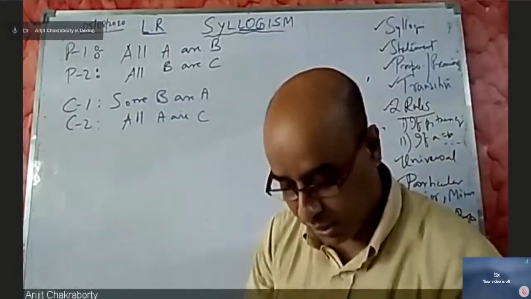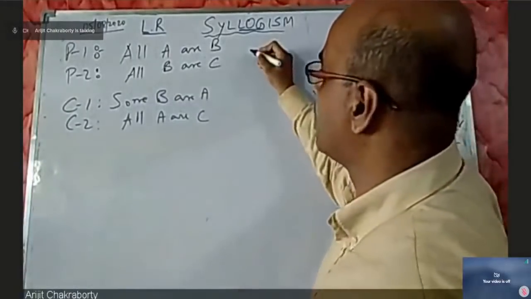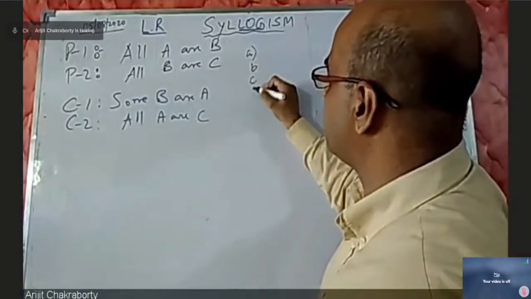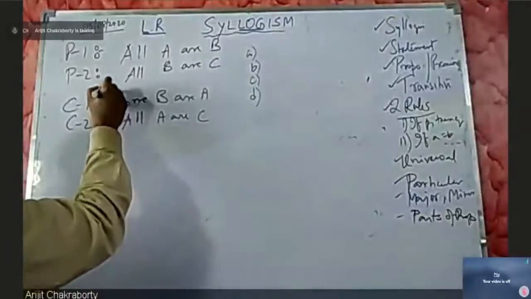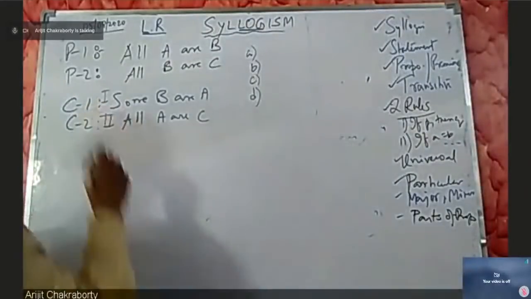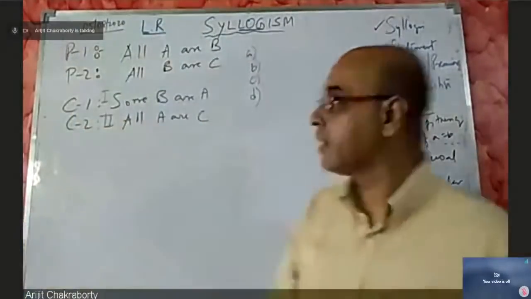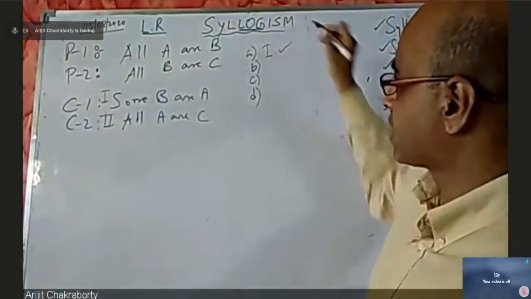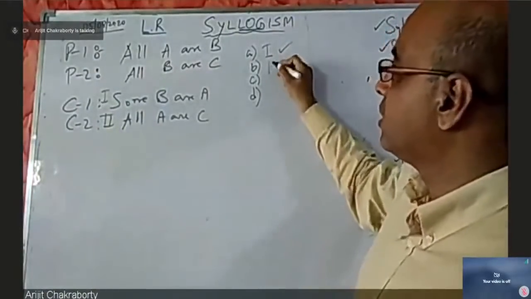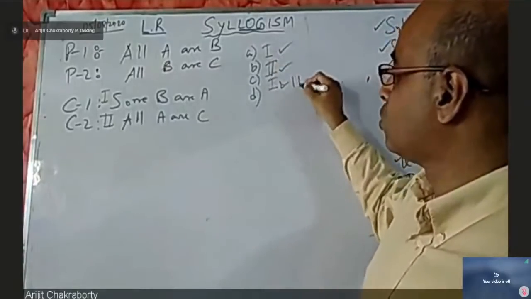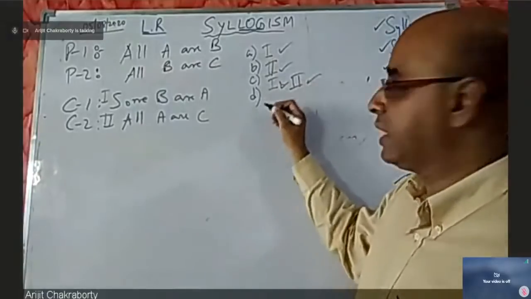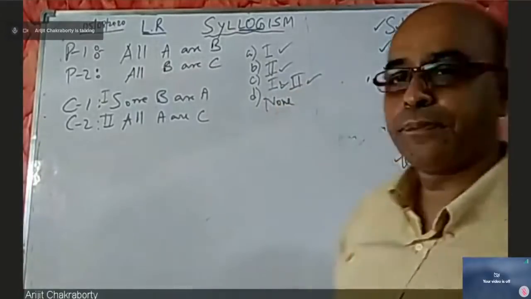I'm taking an easy one. Option number 1, A, B, C, D. So, this is conclusion 1 and conclusion 2. Option A, only 1 is correct. Option B, only 2 is correct. Option C, 1 and 2 are correct. Option D, none is correct.